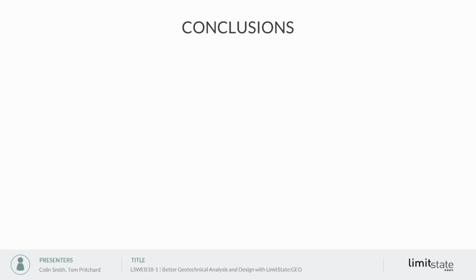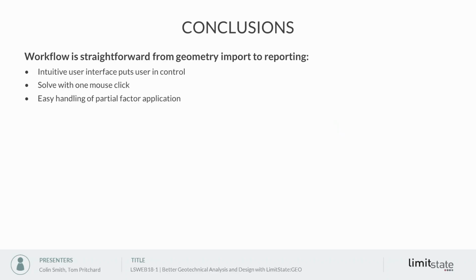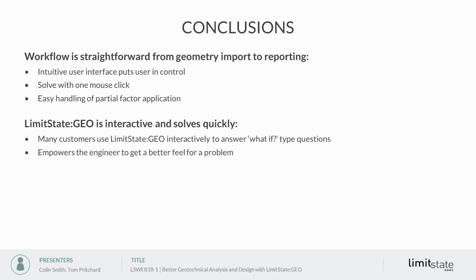So just to wrap up, hopefully what I've shown in this short webinar is that in terms of workflow, it's straightforward from geometry import to reporting. It's what we hope is an intuitive user interface, so you're in control of the problem. Generally you solve with one mouse click. It's easy to handle partial factors. So a lot of customers use the software interactively to answer what-ifs, because you get those answers back very quickly, so you can explore geometry and material property changes and just get a feel for what is affecting this problem and the best way to solve it.